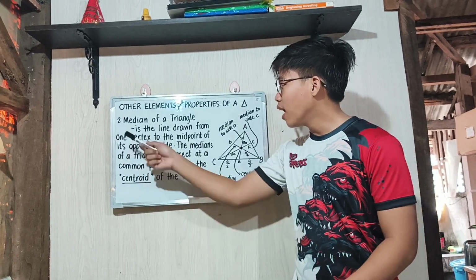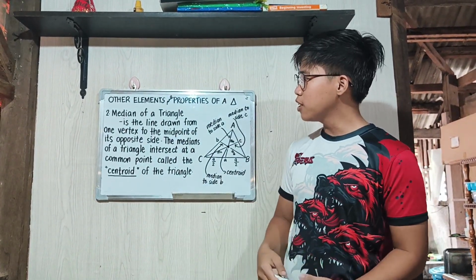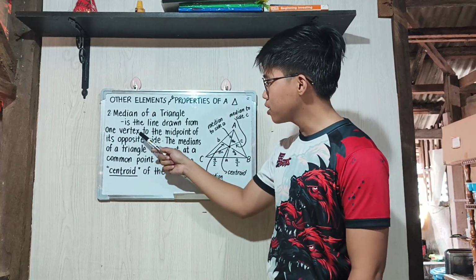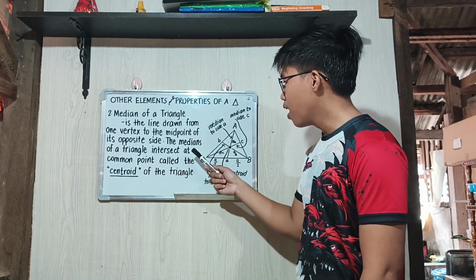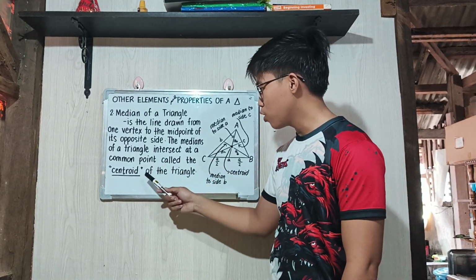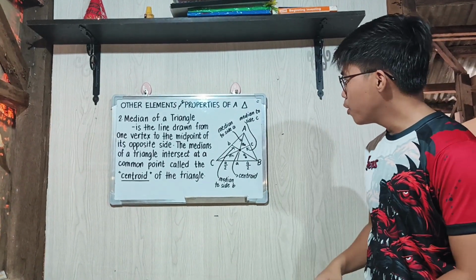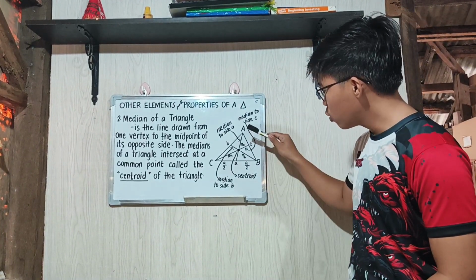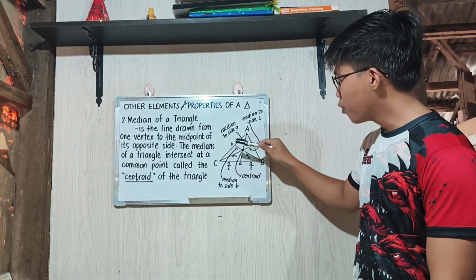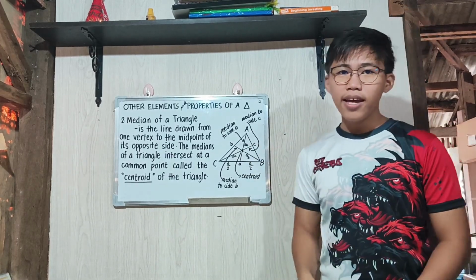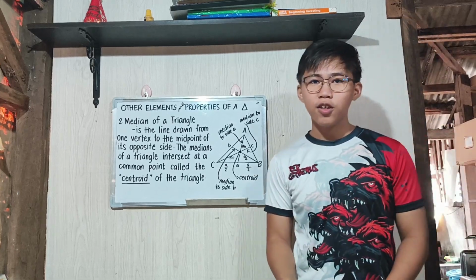The second one is the median of a triangle. What is a median of a triangle? A median of a triangle is a line drawn from one vertex to the midpoint of its opposite side. The medians of a triangle intersect at a common point called the centroid of a triangle. From our drawing here, a line is drawn from vertex A to side A, then vertex B to side B, then vertex C to side C. The intersection here at the center is called the centroid.